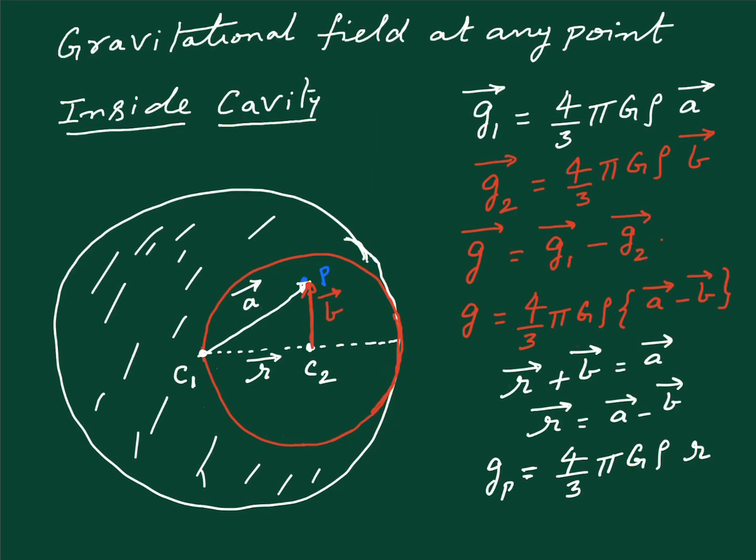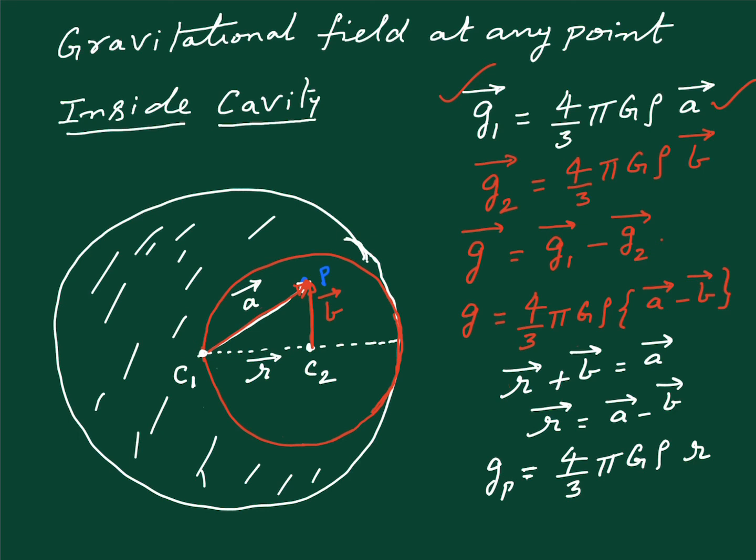Now let us calculate the gravitational field at any point inside the cavity. If there is a cavity, let us use the principle of superposition. It's a very interesting problem. So we know that g1 is the gravitational field at a point P inside the original sphere, 4 by 3 pi G rho into A, where A is this distance. Now imagine there is another sphere of the removed part.